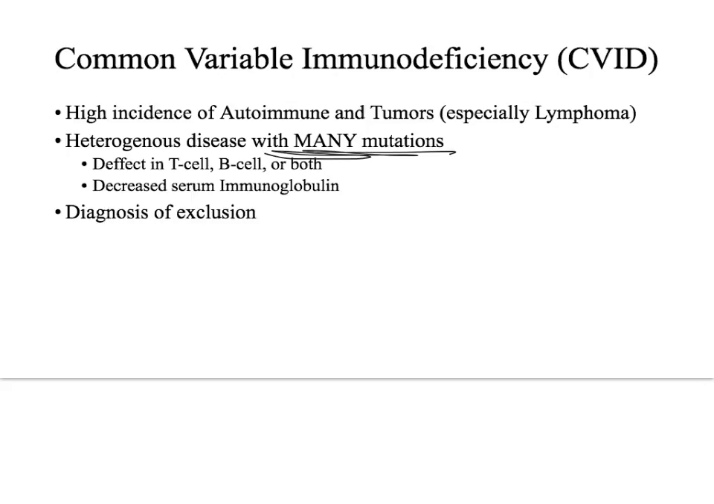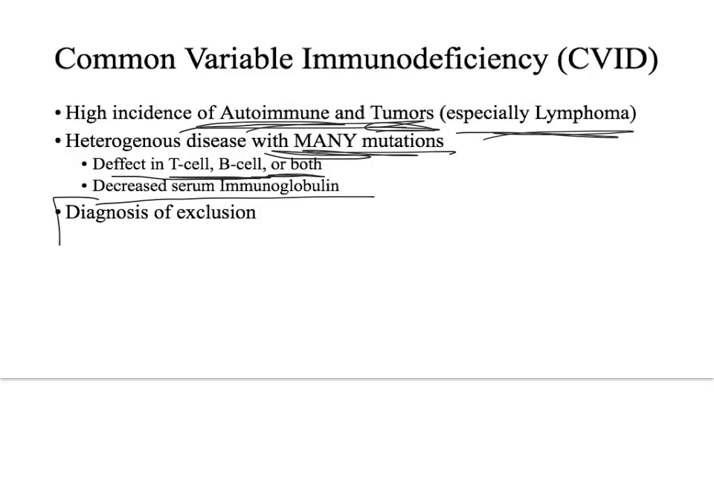It's probably because there are 50 molecular mechanisms for this. But what you get is defect in T cell, B cell, or both. Could be any of them. Decreased serum immunoglobulins in every case. And so it has a high incidence of autoimmune, not specifically celiac in this case, but you can get SLE and other things. High association with tumors, especially lymphoma. And 99% of the time it is a diagnosis of exclusion. You excluded everything else, okay, it's CVID.